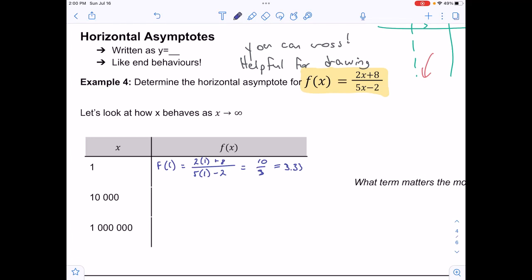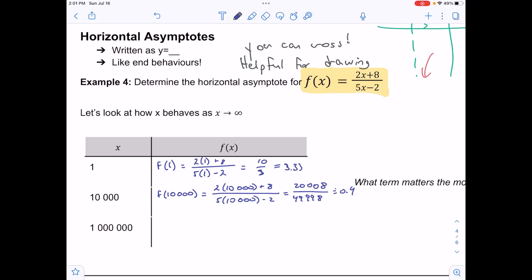Okay, what about for 10,000? f of 10,000 will be (2 times 10,000 plus 8), all divided by (5 times 10,000 minus 2), which will be what? 20,008 divided by 49,998. And if we actually do that math and put it as a decimal, that's about 0.4-ish.